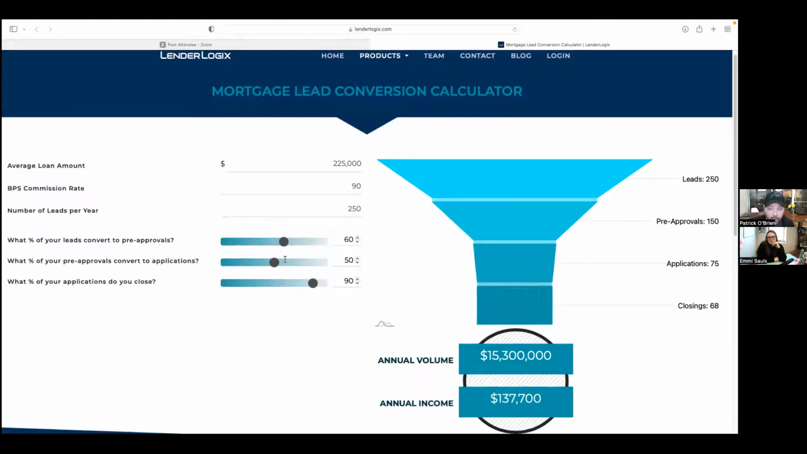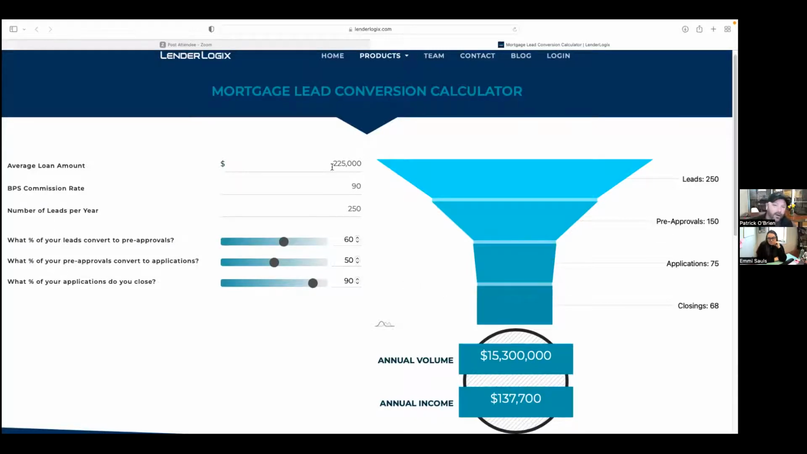And again, everybody knows that of those 75 applications, they're not all going to close. There's going to be fallout. Why do loans fall out? The house doesn't appraise. There was some new piece of information. The loan officer took a bad loan application, didn't disclose something up front or something like that. There's a lot of reasons.